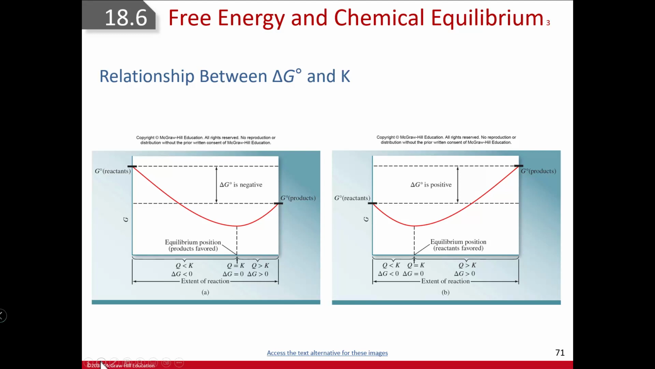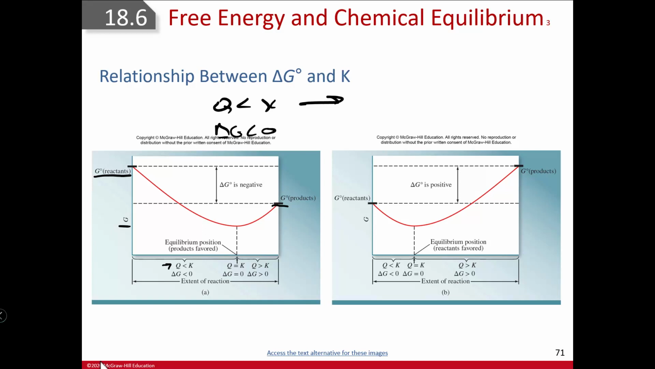Okay, so here you are. Here's the standard Gibbs energy of the reactants. Here's the standard Gibbs energy of the products. Okay, so that's G. So here Q is less than K. All right, so the reaction quotient is less than K. We know that when Q is less than K, the reaction proceeds in a forward direction. And delta G is less than 0, which means it's spontaneous.